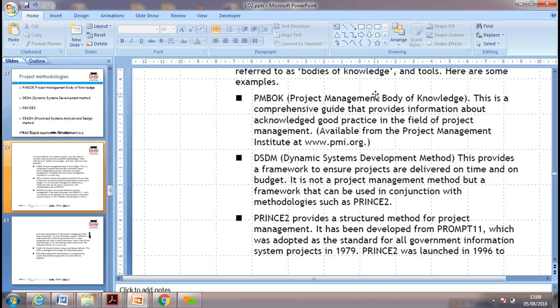So this provides a framework to ensure that projects are delivered on time, on budget, and it is not a project management method. Prince2 provides a structured method of project management, and it was developed as software, and was adopted as the standard for all government information systems projects in 1979, and Prince2 was launched in 1996. So these were all developed by the Project Management Institute.